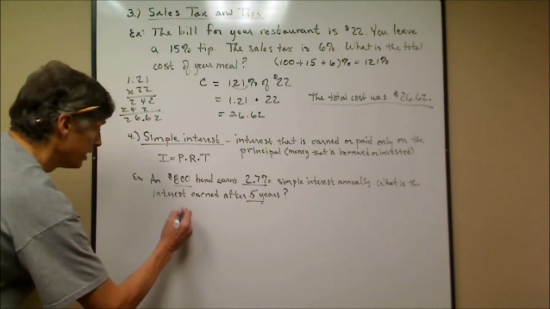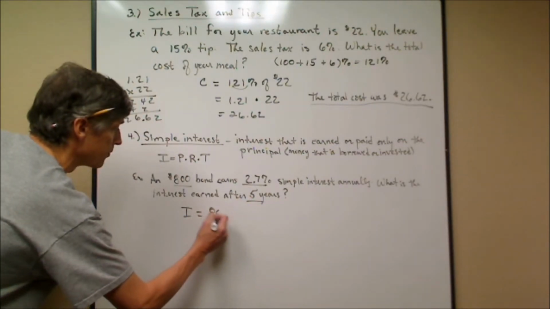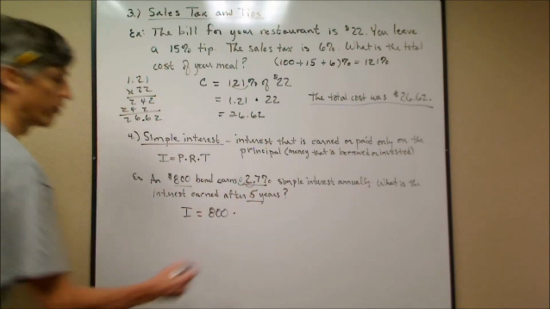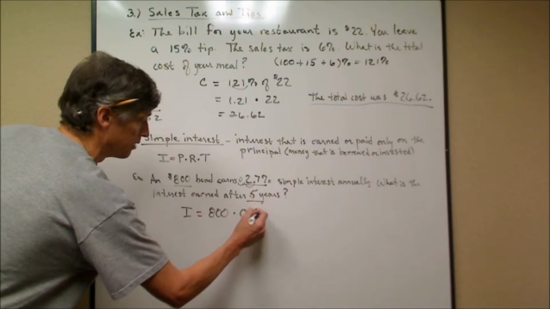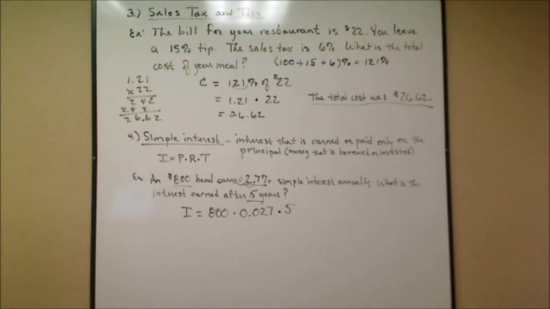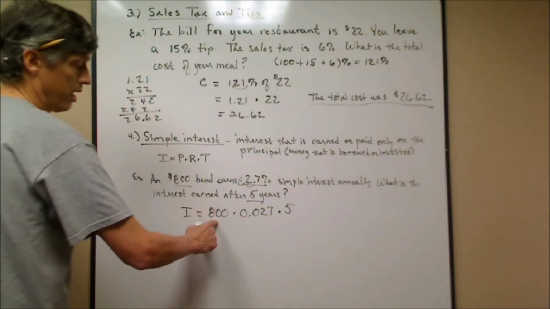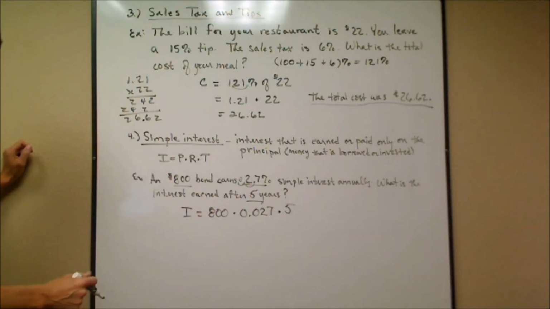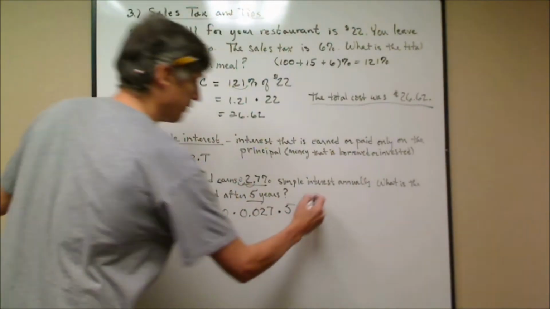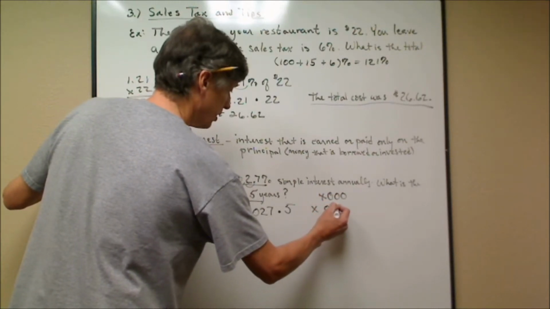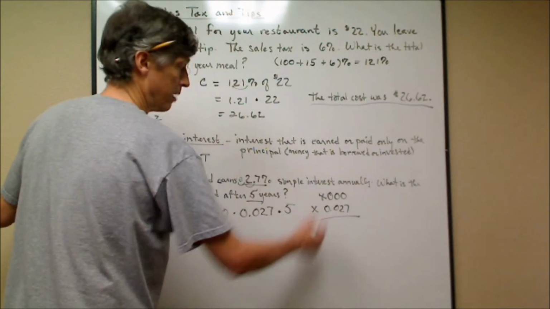So my interest earned is 800 times, now I'm going to have to slide it twice, so I'll have to put a little zero there for a placeholder, and I get 0.027 times 5. And I'm going to multiply those three numbers together. That's going to give me my interest. Now I'm going to multiply 800 times 5 first. I'm using the associative property of multiplication because 800 times 5 is 4,000, and it's really easy to multiply 4,000 times the number because of all those zeros.